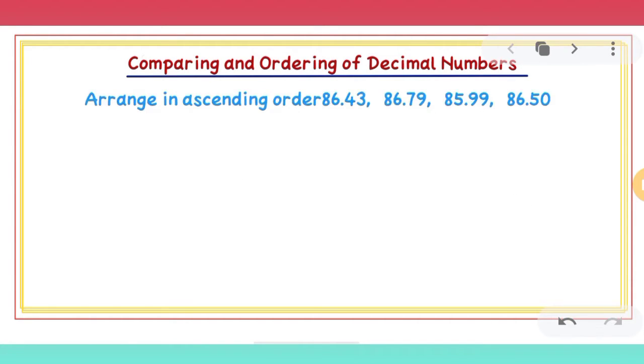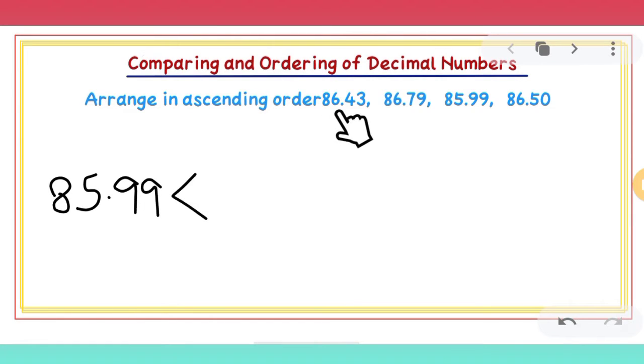Now for example, we have to arrange these numbers in ascending order. So first we will search for the smallest number. For that we have to see the whole number part first. This is 86, this is also 86, this is 85, and this is 86. That means the smallest among all is this, because it is having 85 as a whole number. So first will be 85.99.